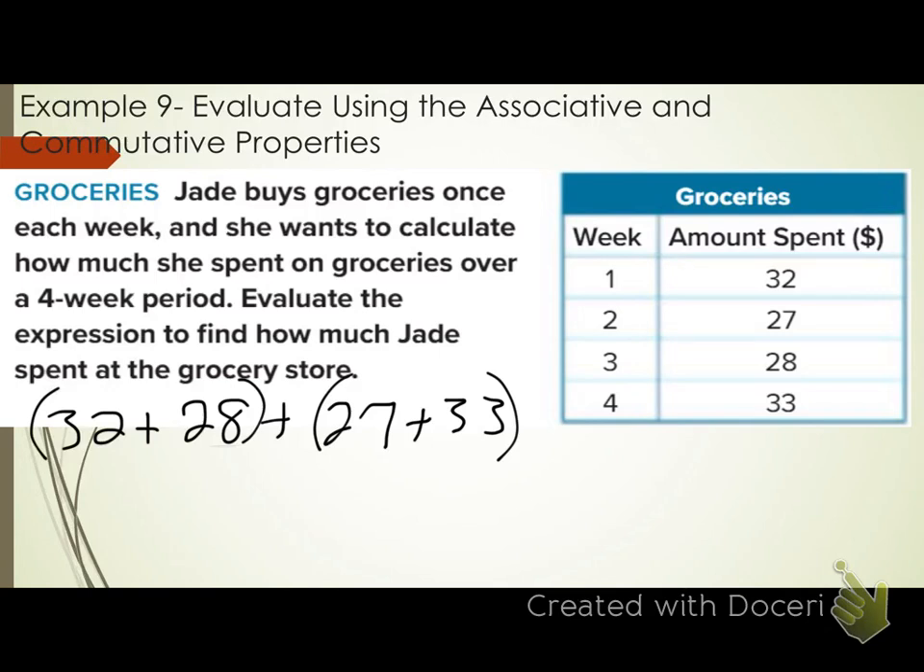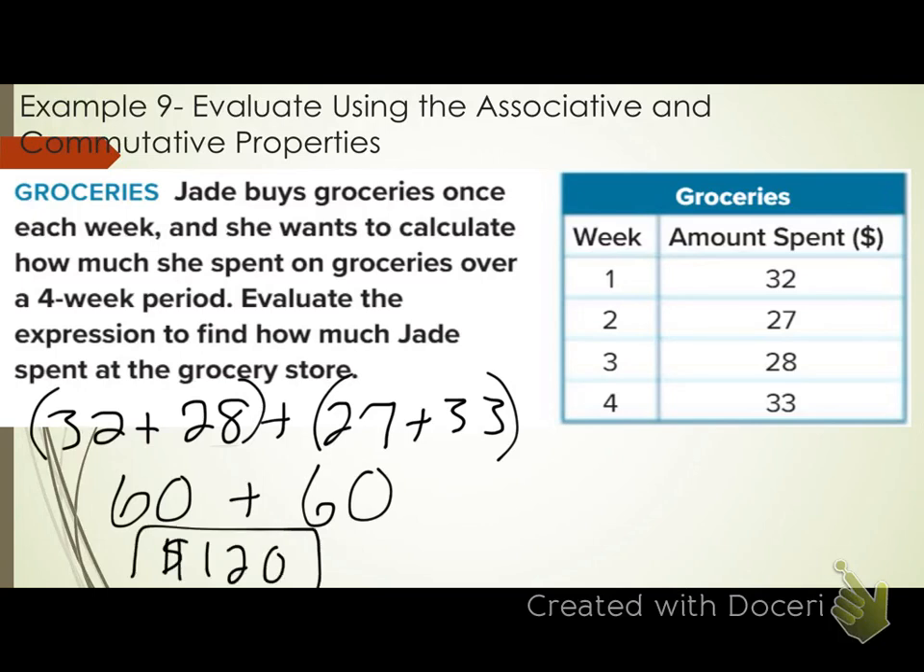So, 32 plus 28 gives me what? 60. 27 plus 33 gives me what? 60. Now I've got 2 really nice numbers. They both end in 0. And I'm just adding them. It's going to be a lot easier than the other numbers I would have gotten if I didn't change the order up. What's 60 plus 60? 120. So Jade spent $120 on groceries within a 4-week period, which is really, really cheap. I want to shop where she's shopping.